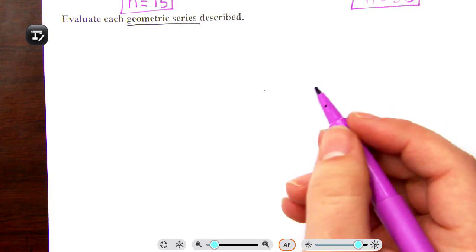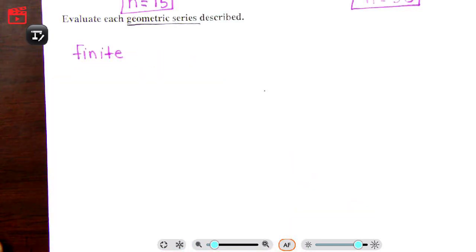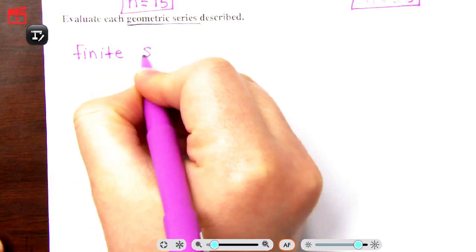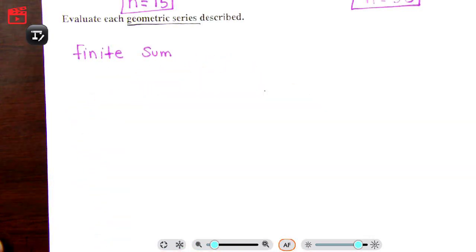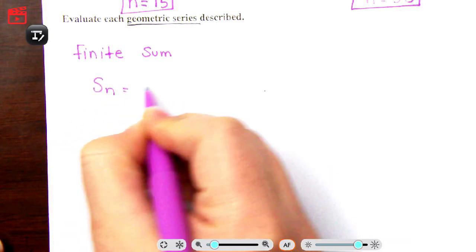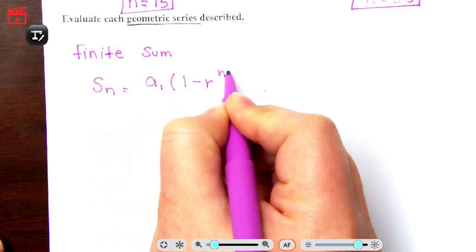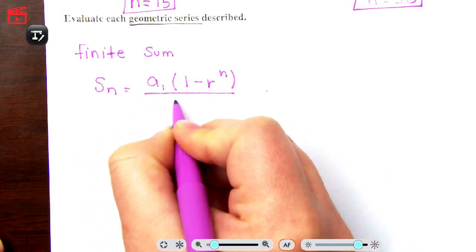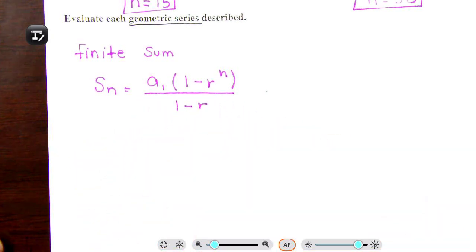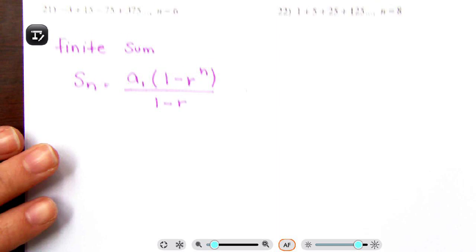If the series is finite, that means we know what the last term is, so we know when to stop adding them up. If we know that the geometric series is finite, we're going to use the following formula. S sub n is equal to a sub 1 times 1 minus r to the n power, all divided by 1 minus r. That is our formula. So let's get started with number 21.